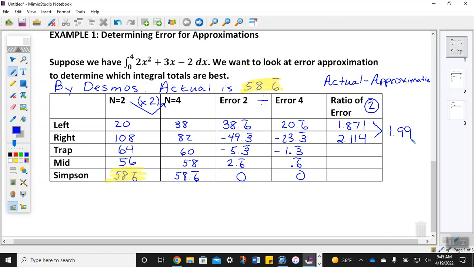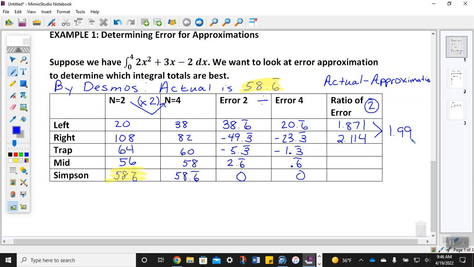Think about this: 38.6 repeating. Half of that's 19.3 repeating. But isn't 19.3 pretty close to this? What's half of 49.3? Well, kids, it's 24.6. Is 24.6 pretty close to that? So the general rule for left and right hand sums is this. If I double the number of intervals, the error pretty much gets cut, not exactly in half, but pretty close to it.